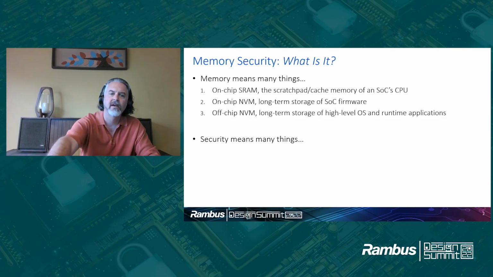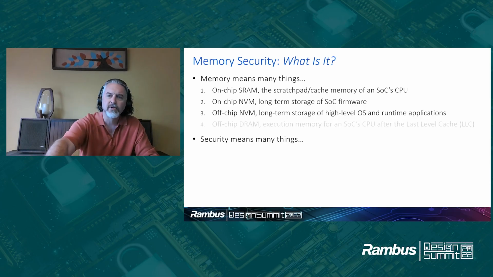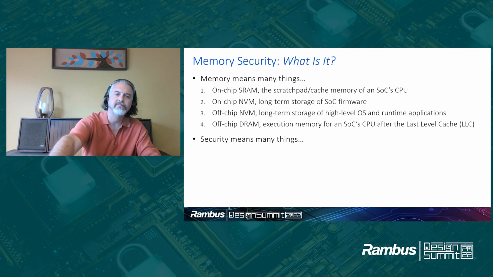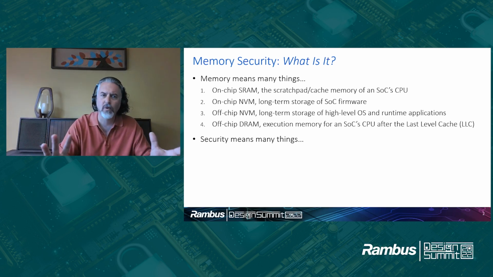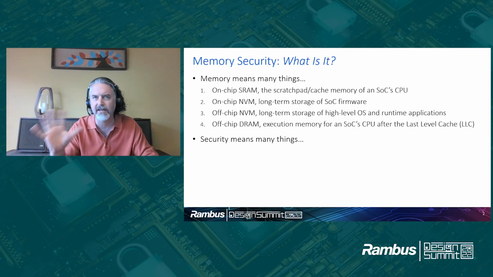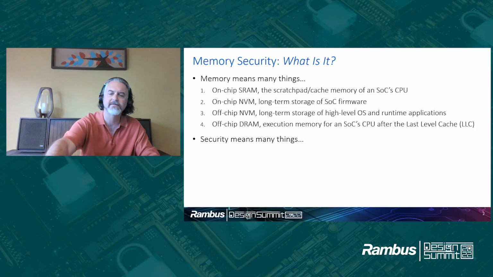And lastly, at least for purposes of this presentation, I'm going to discuss off-chip DRAM. This is execution memory for the SoC CPU after transactions have been evicted from last level cache. Last level cache, of course, being performed by that first bullet, that on-chip SRAM scratchpad memory. All right, so those are the four types of memory when we're describing a system. Again, they all have different security considerations because they all have slightly different attack surfaces.